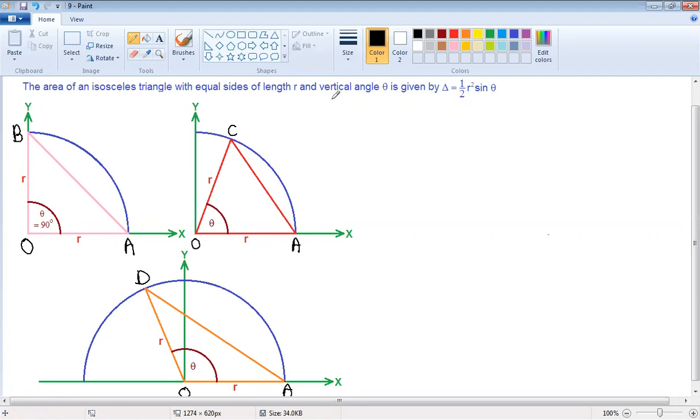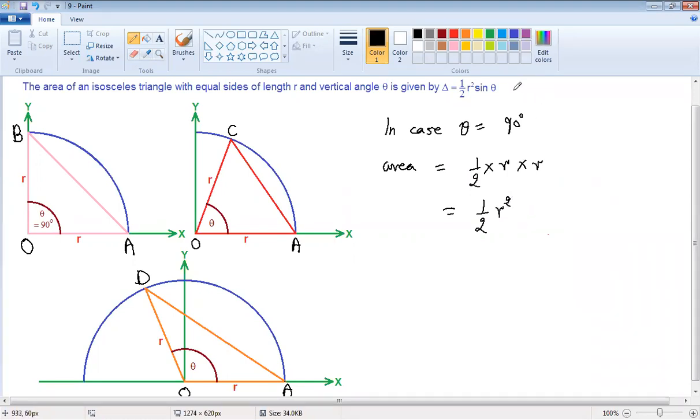So next we take up the first case when angle theta is 90 degrees. This is a right triangle. Obviously its area is half into base into height. In case theta is 90 degrees, the area of the triangle is equal to half into base into height, and that is equal to half r square.